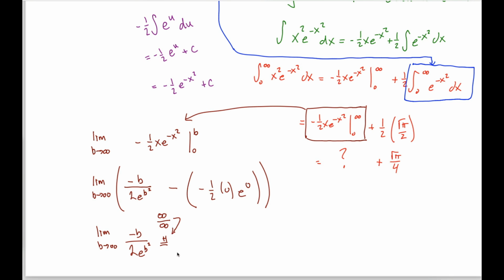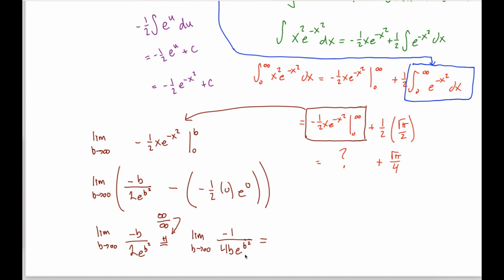To evaluate this limit, I want to use L'Hopital's rule. What L'Hopital's rule tells me is that this limit is equal to the limit as b approaches infinity of the quotient of the derivatives. The derivative of the negative of my variable is just negative 1. That's great. The derivative of the bottom, using the chain rule, I guess I'd get what? 2 times 2b, so 4b e to the b squared power. What's great about this form is it's no longer indeterminate. I can evaluate the limit just by looking at it.